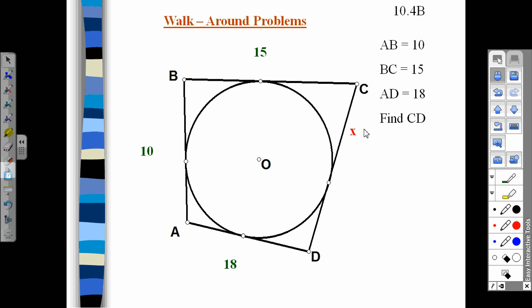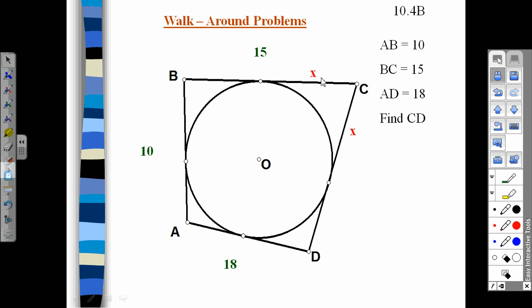Now, the walk-around problem depends on your two-tangent theorem. Do you guys remember what that is? It says that if you have two segments that are tangent to a circle, and they're originating from a point outside of the circle, then those two tangent segments are going to be congruent. So that means that if I've said that this segment right here measures X, then this segment over here also measures X. Fairly simple enough.